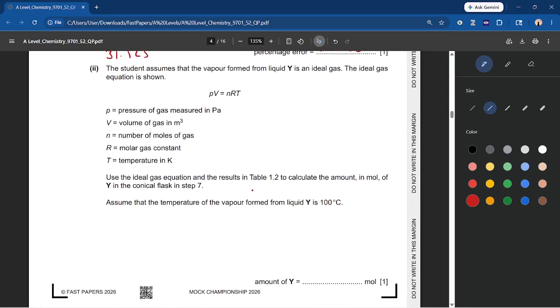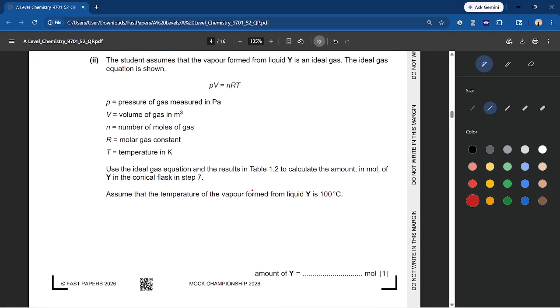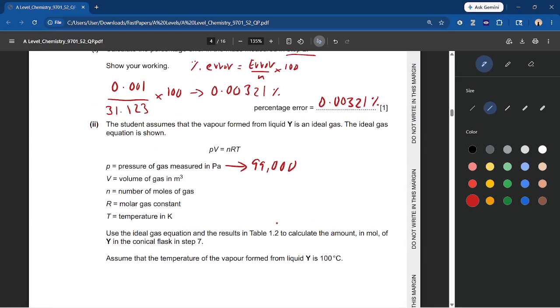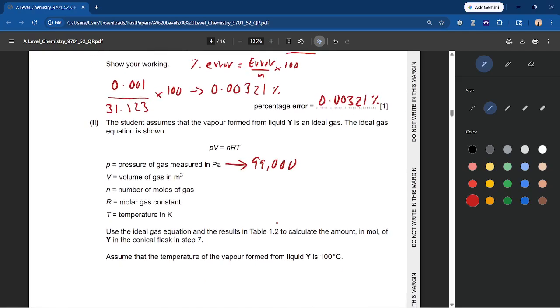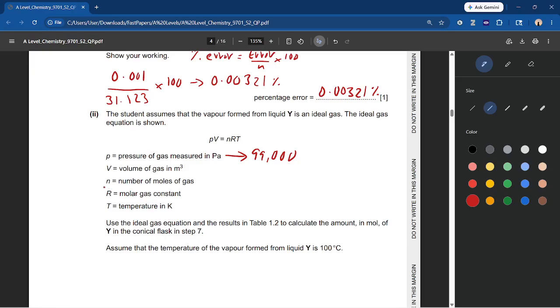The student assumes that the vapor formed from liquid Y is an ideal gas. The ideal gas equation is shown, where P is the pressure of gas measured in Pascal, so this is going to be 99,000. The volume of the gas in meter cube. So the volume of the gas was, let's take a look at what it says. Volume of the gas, 129.56. So we're not too concerned about that. Number of moles of the gas, we have to figure it out. Molar gas constant is the constant, so this is just going to be 8.31, so nothing to worry about there.